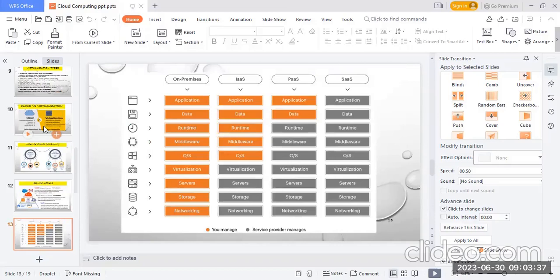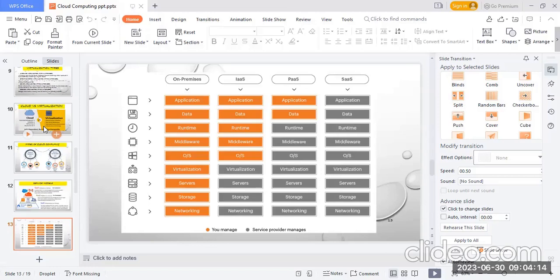Suppose we are using IaaS, that is infrastructure as a service from the cloud, then the things shown here in orange we need to manage, and the things shown here in gray the cloud provider will manage. So if we are going with IaaS, then we need to manage application, data, runtime, and any middleware software that is required. So what is middleware? To connect our system with the cloud, sometimes we require middleware software, so that comes under the category of middleware, and the operating system. All these things we need to manage.